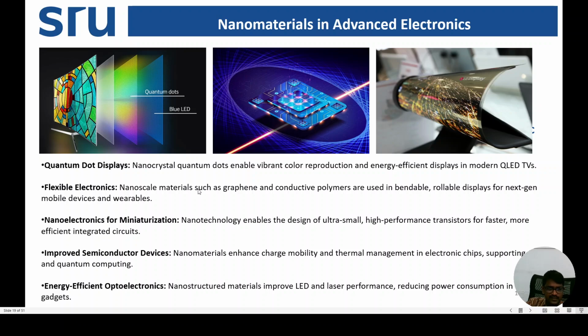So nanoscale materials such as graphene and conductive polymers are used in bendable, rollable displays for next generation mobile devices and wearable electronics. For example, you can have a wristwatch, a flexible watch, okay, flexible watch, and flexible rollable television displays, okay. So to achieve these flexible electronics, you need nanomaterials, right? So one-dimensional materials, two-dimensional materials, okay.